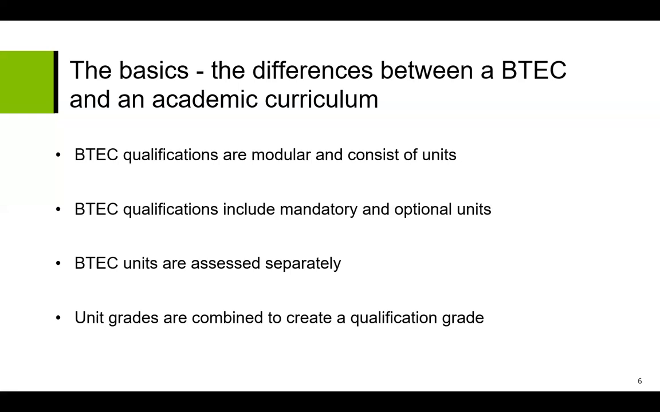BTECs come in different sizes, and each unit from each size is assessed separately. So if you had a qualification that had, say, 4 units on it, those 4 units are assessed separately, and the grades from those units are combined to create a qualification grade.